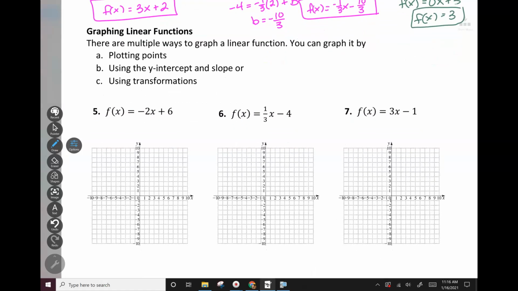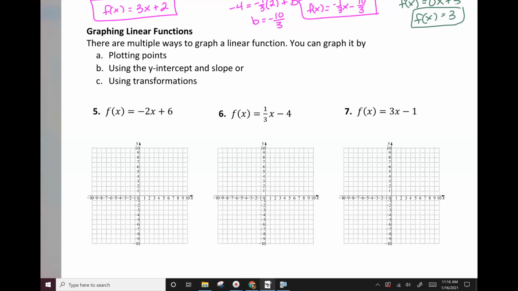All right, now let's look at graphing linear functions. There are multiple ways to graph a linear function. You can graph it by, 1, plotting points. You would need 2 points from the function, and then you could plot those points and sketch the line through it.